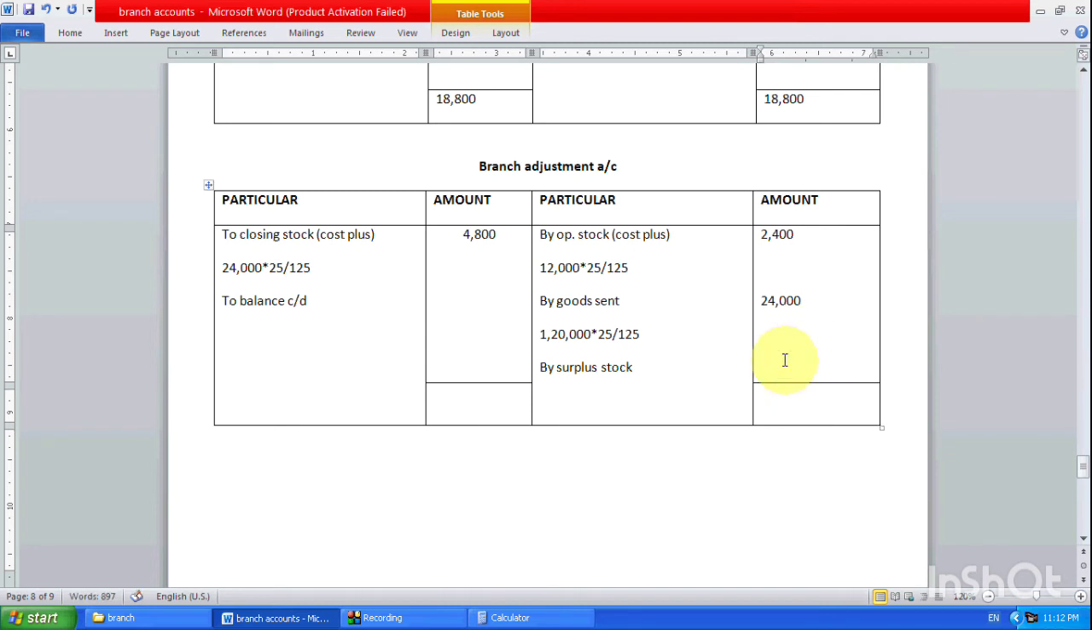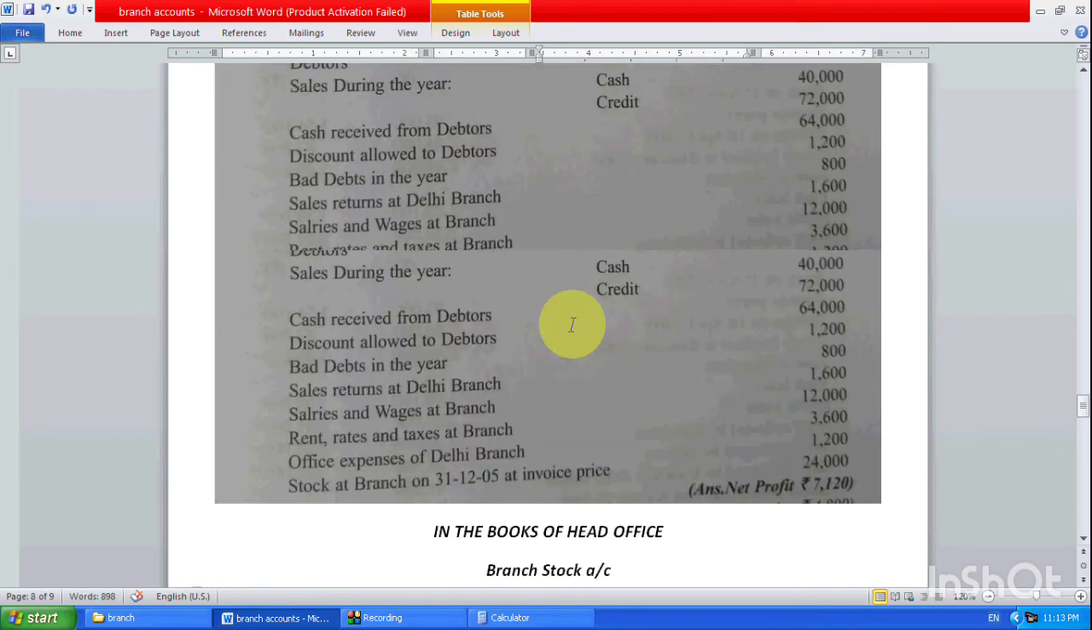How much surplus stock? Right here 4,800 we have to take. The total amount, take the total amount here. 24,000 plus 2,400, 26,400. Plus 4,800, 31,200 overall we will get here.